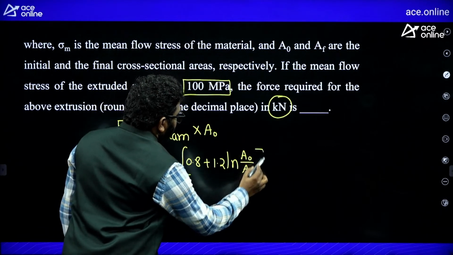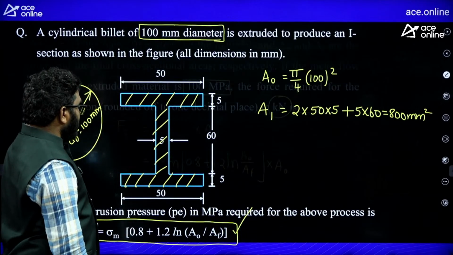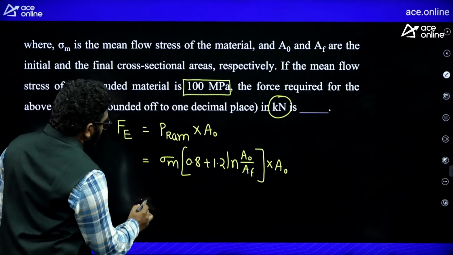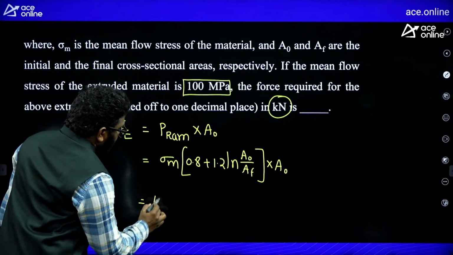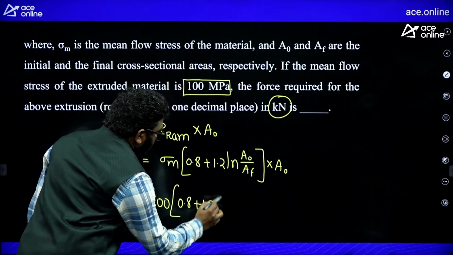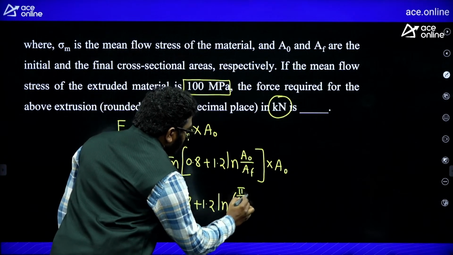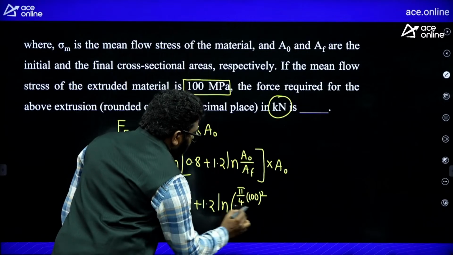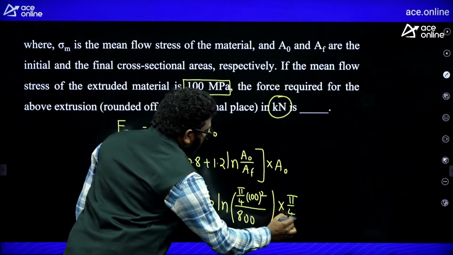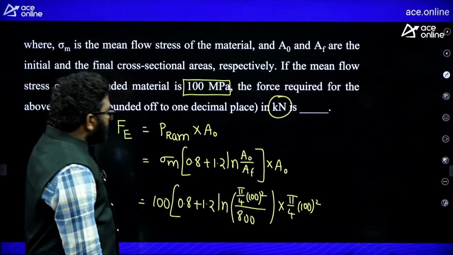A0 by AF. This is the formula into A0. Sigma m into 0.8 plus 1.2 ln A0 by AF into A0. Now see here, 100 into 0.8 plus 1.2 ln A0 is pi by 4, 100 square by 800 into pi by 4, 100 square. That's it. This is the answer.